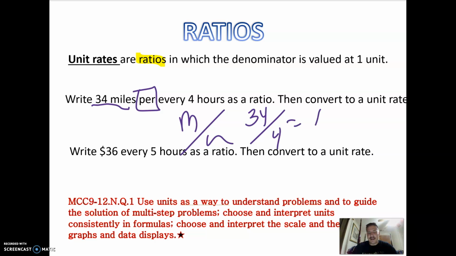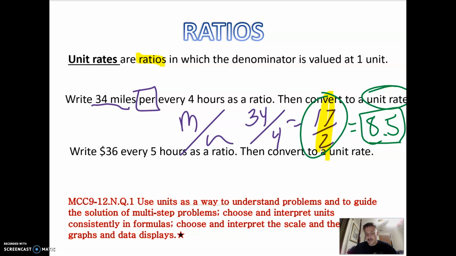Now when we simplify that, that's 17 over 2. So this is my ratio. But if I want to turn it into what we call a unit rate, I just divide it. So that would be 8.5. So I'd say the unit rate is 8.5 miles per hour, but I would say the ratio is 17 to 2 miles per hour.